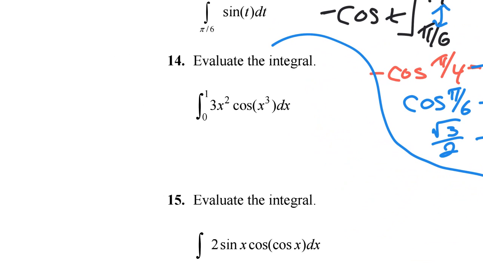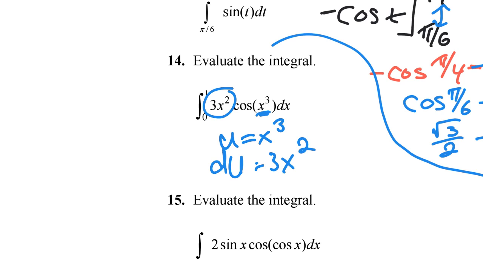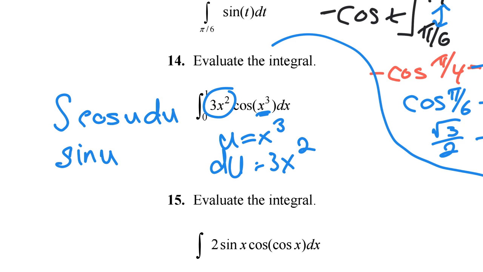14. Evaluating this integral, it has an inner function, so we need a u. So this is u equals x cubed. Du equals 3x squared. I'll check it out, it matches. So this is the integral of cosine of u du. And so that's going to become sine of u, and that would be sine of u with x cubed from 0 to 1.